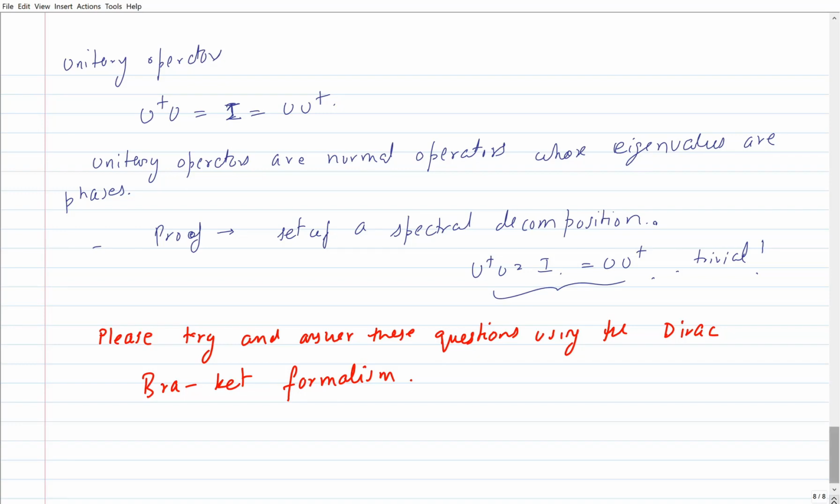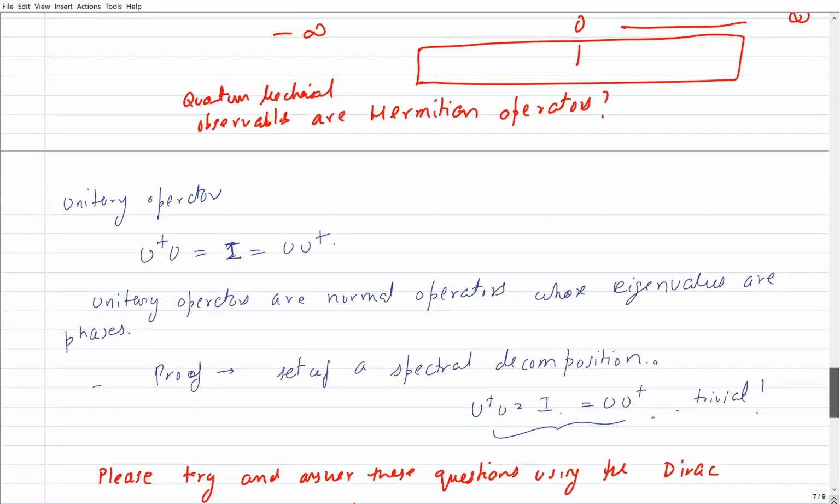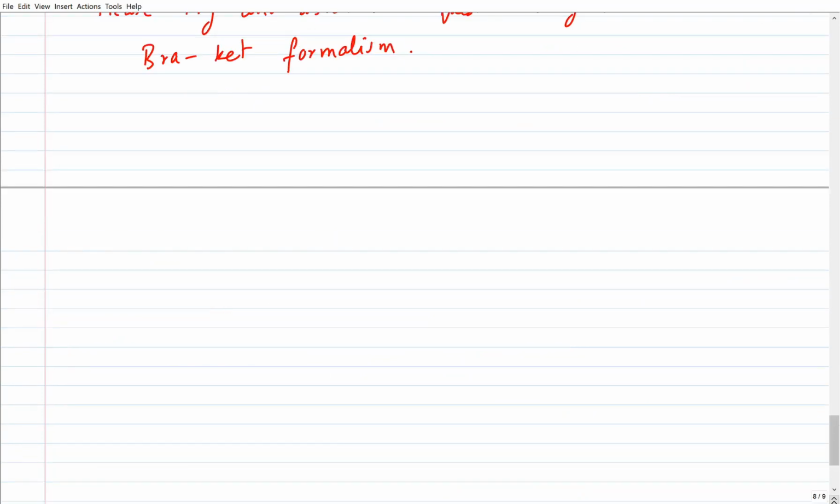Some essential nice properties of the unitary operator are, for example, let me call this the first property: their eigenvalues are just phases. Then, U preserves the inner product.